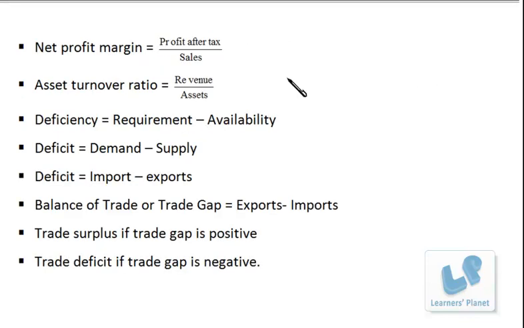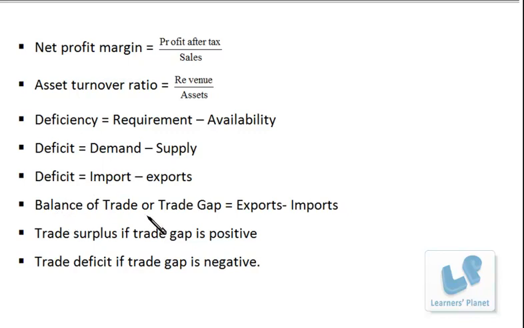Then we have net profit margin, that is profit after tax by sales. Asset turnover ratio, that is revenue by assets. Assets means the assets of the company, may be tangible or intangible assets, right? Deficiency is requirement minus availability, that is, deficit is further demand minus supply, deficit is import minus export, right?